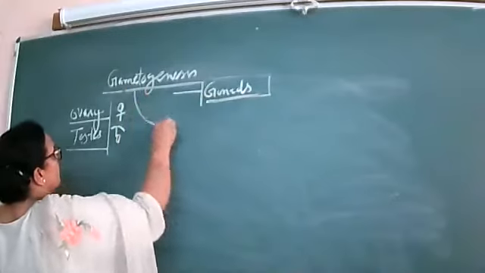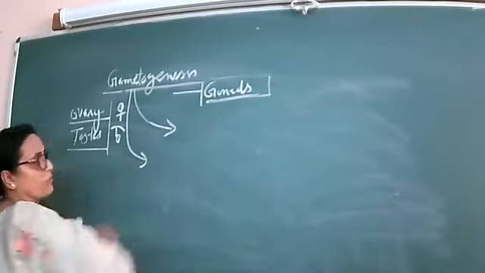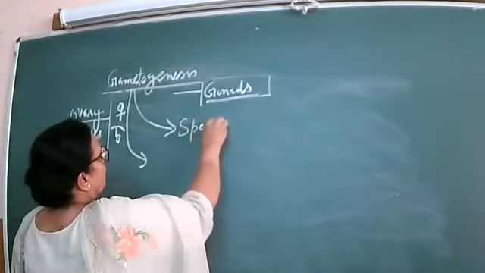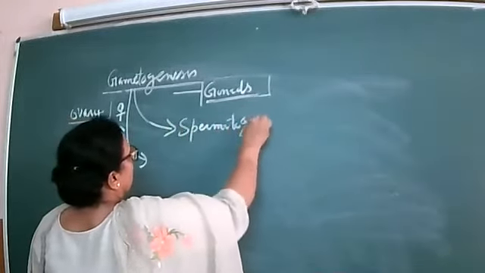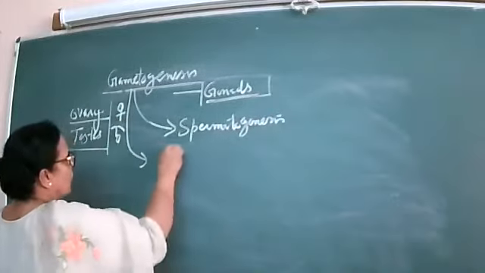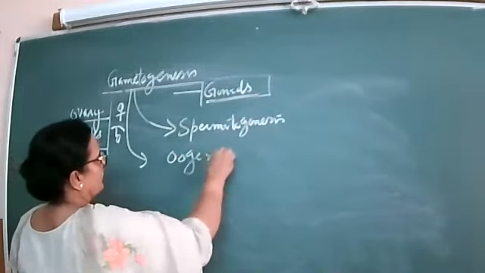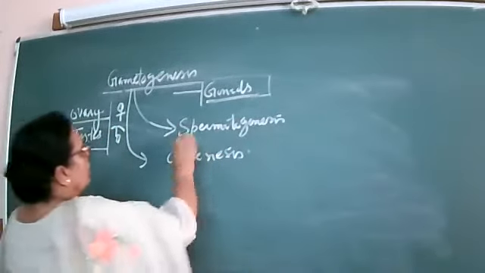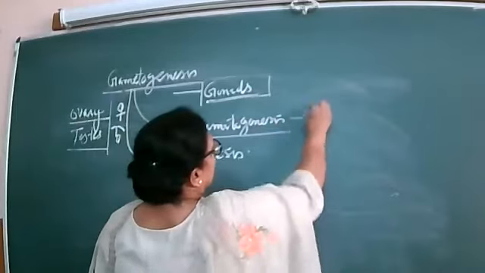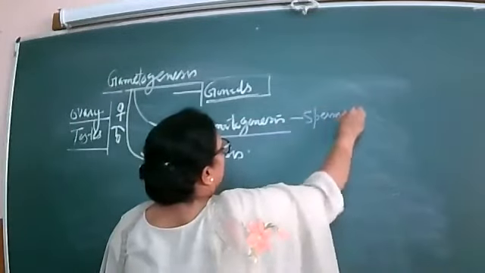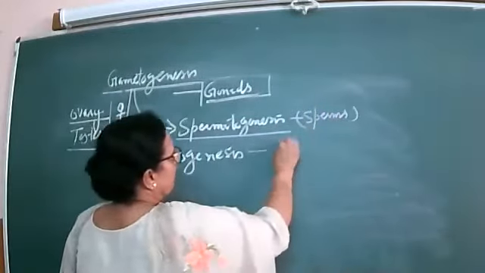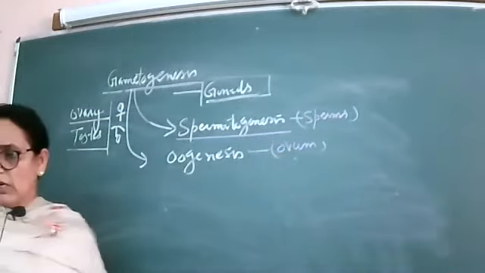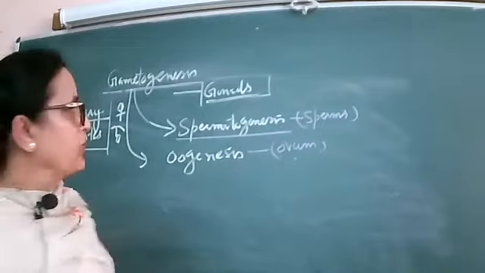And this gametogenesis is of two types. One is spermatogenesis, another is oogenesis. Spermatogenesis means production of sperms. Oogenesis means production of ovum.